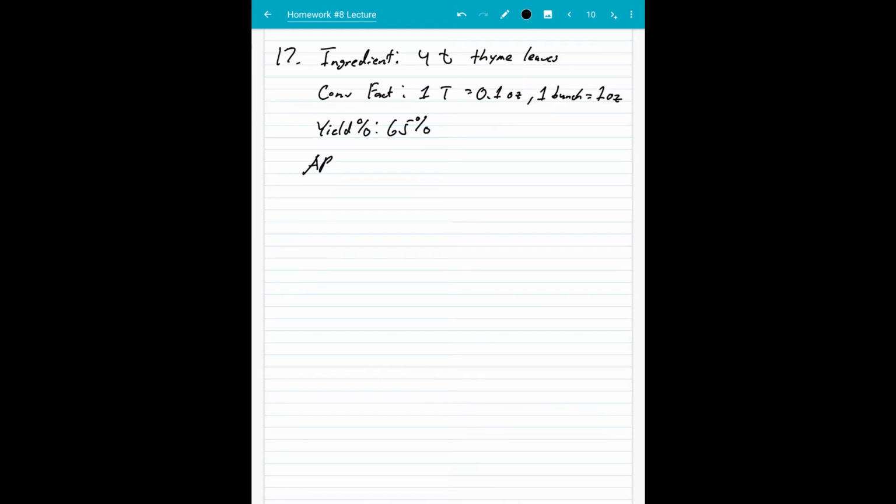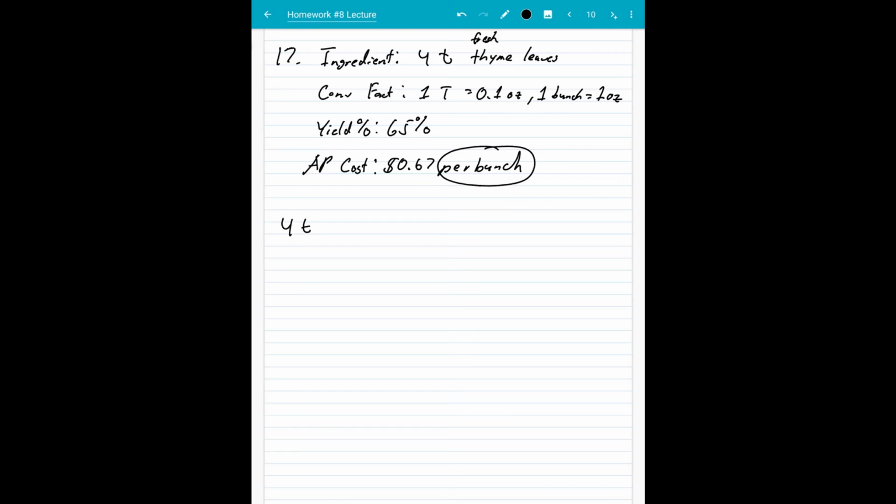And then the AP cost is 67 cents per bunch. So you can see, we purchase it by the bunch, then we chop it and it becomes, I should have put fresh thyme leaves. So we have to prep them. So there is some kind of yield percentage for it. So start out with our 4 teaspoons of fresh thyme leaves. We need to make our way over to bunches, and you can see that a bunch is just like a unit of measurement, like it's a count.